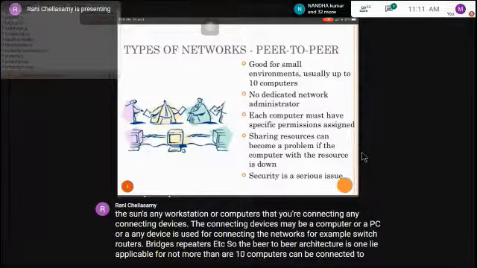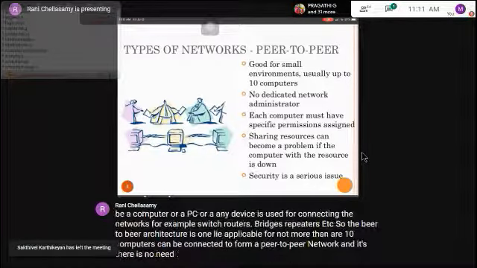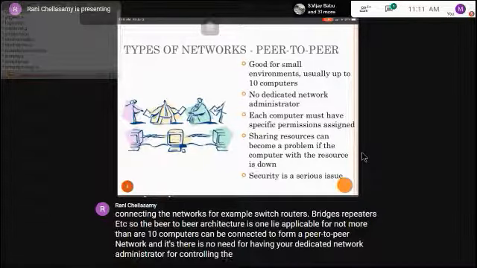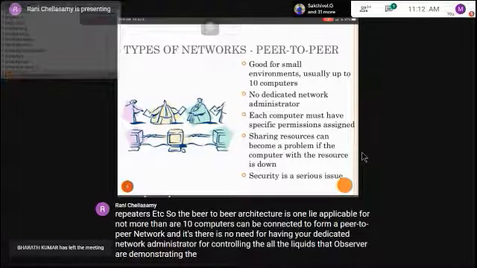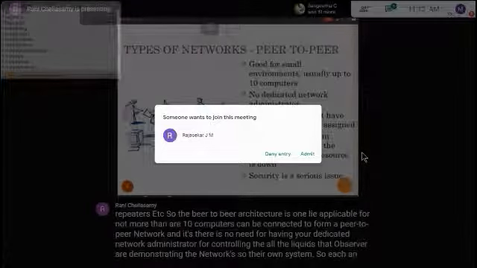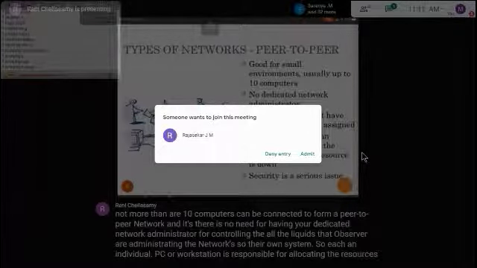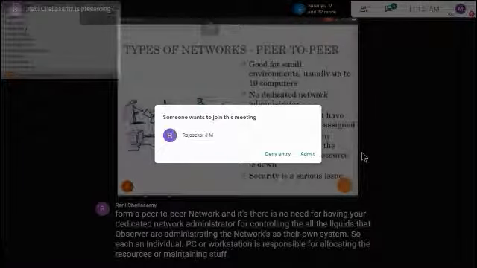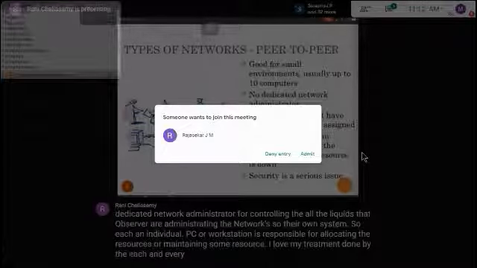The peer-to-peer architecture is only applicable for not more than 10 computers connected to form a peer-to-peer network, and there is no need for a dedicated network administrator for controlling all the network setups or administrating the networks. Each and every individual PC or workstation is responsible for allocating and maintaining resources. Resource allotment will be done by each and every particular computer.